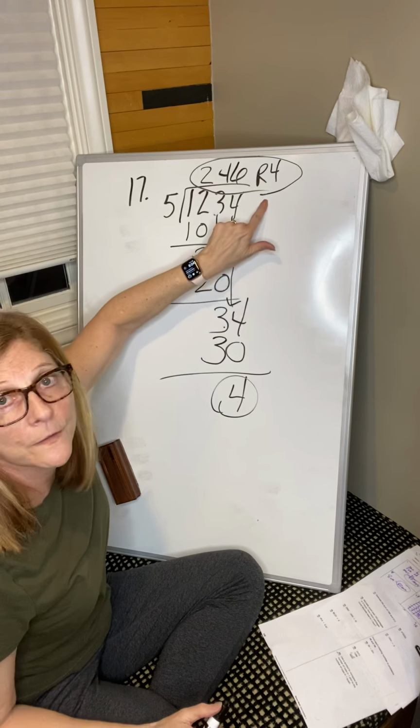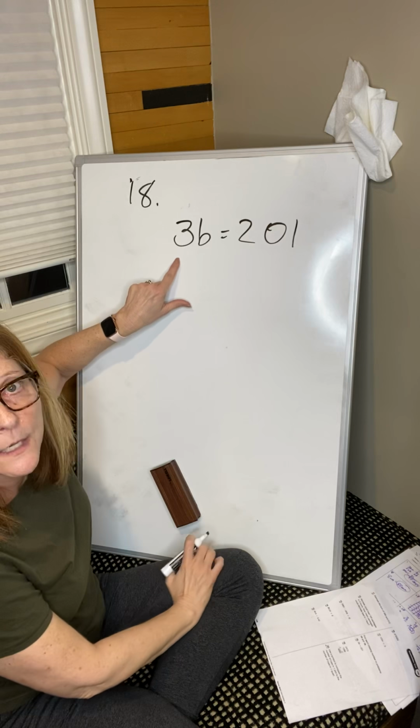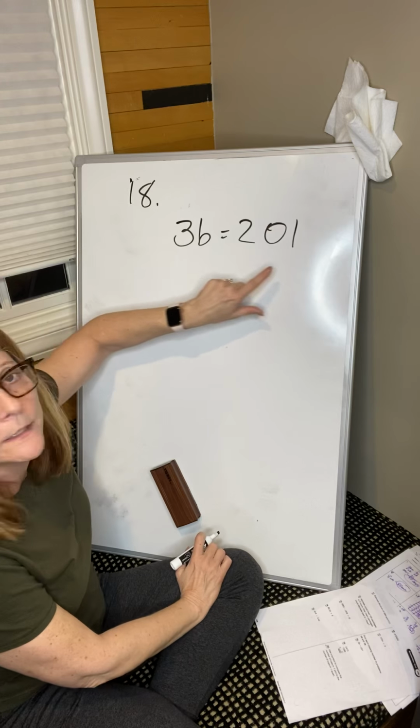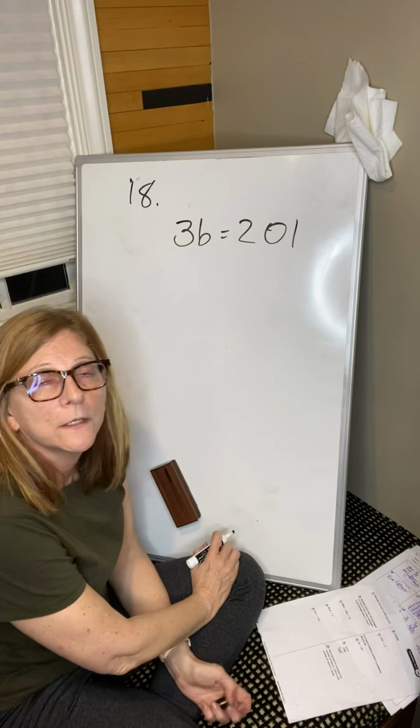Number 18 is 3b equals 201. So this says, what can we multiply by 3 to get 201? It's a multiplication problem. How do you undo a multiplication problem? Division. It's the inverse.